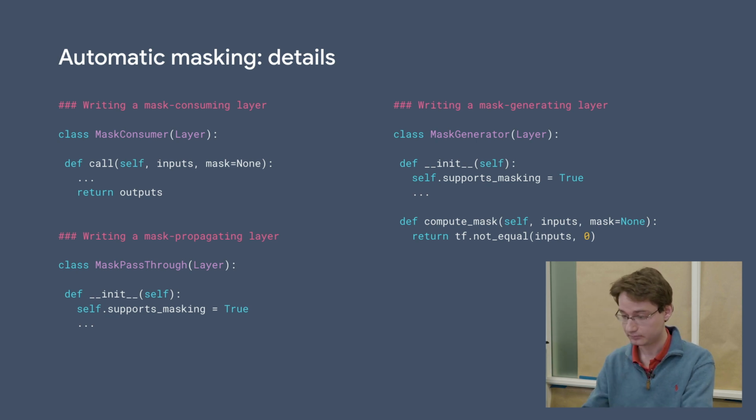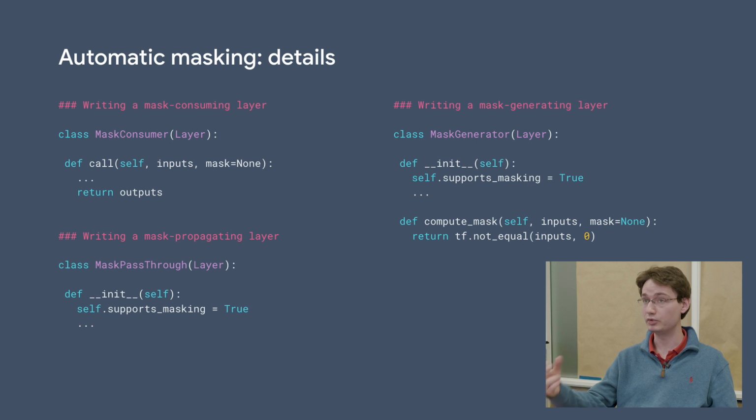And then you have mask generating layers. For instance, the embedding layer does something like this. It looks at the inputs and gives you a mask of Boolean entries that is 1 for all non-zero entries in your input. And in case you have a layer that modifies the shape of your inputs, if it wants to be compatible with masking, it should also implement this compute_mask method. For instance, if you have a concatenate layer that takes multiple inputs, some of which may be masked, some of which may not, the output mask should be the concatenation of the different masks.